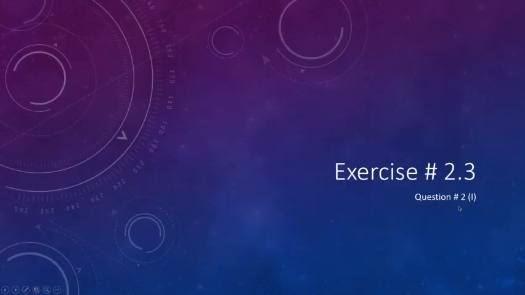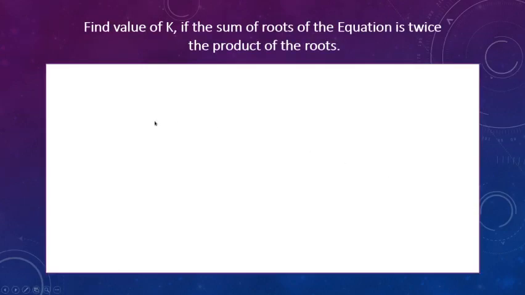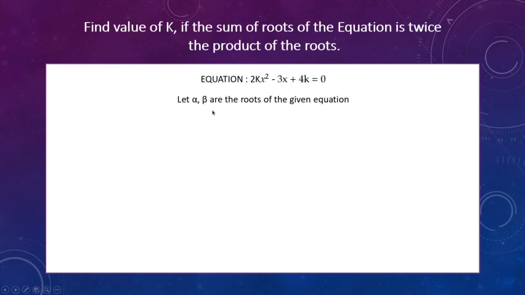Next question is question number 2, and we will do its first part. Question is, find value of k if the sum of the roots of the equation is twice the product of the roots. The given equation is 2kx square minus 3x plus 4k is equal to 0. As we have done in the previous question, we will first find the sum and product of the roots of the given equation. Let alpha and beta be the roots of the given equation. Here a is equal to 2k, b is equal to minus 3 and c is equal to 4k.